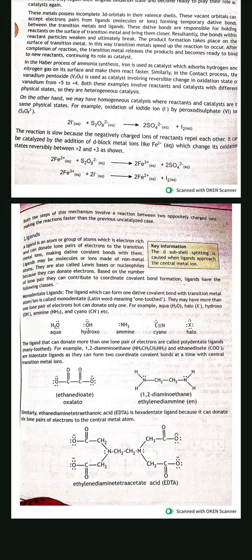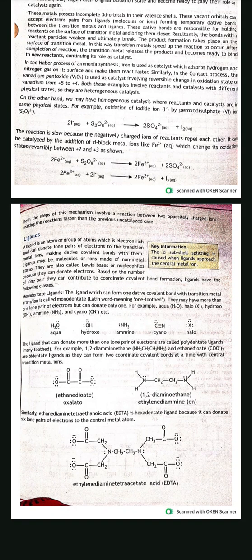On the other hand, we have homogeneous catalysts, where reactants and catalysts are in the same physical state. For example, oxidation of iodide by peroxodisulfate ion: 2I- + S2O8 2- gives 2SO4 2- + I2. This reaction is slow because the negatively charged ions of the reactants repel each other. It can be catalyzed by the addition of d block metals. So 2Fe2+ + S2O8 2- gives 2Fe3+ + 2SO4 2-, and 2Fe3+ + 2I- gives 2Fe2+ + I2. This is the reaction in which the oxidation state is changing.